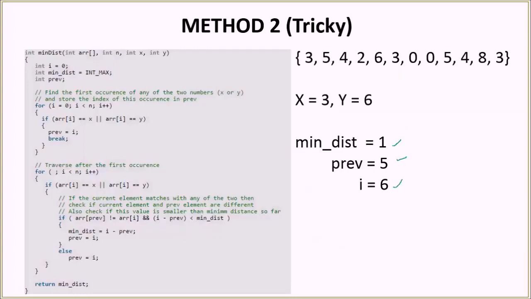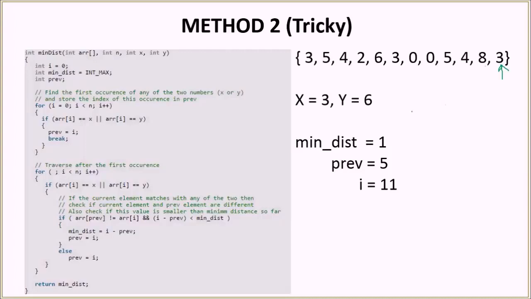0, 1, 2, 3, 4, 5, 6. Now we come here. 0 is neither 3 nor 6. We move on. Then we come here. Again, same condition. We'll just increment the value of i. Now we come here. Again, it's not 3 or 6. We go on. Again, it's not 3 or 6, and we move on.